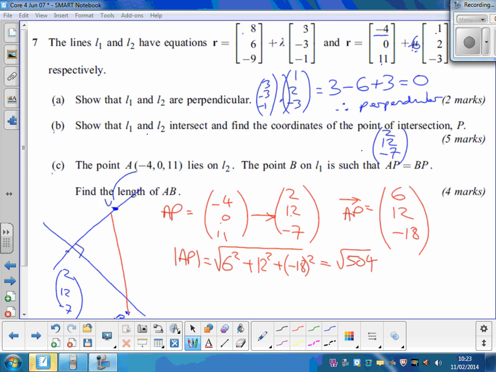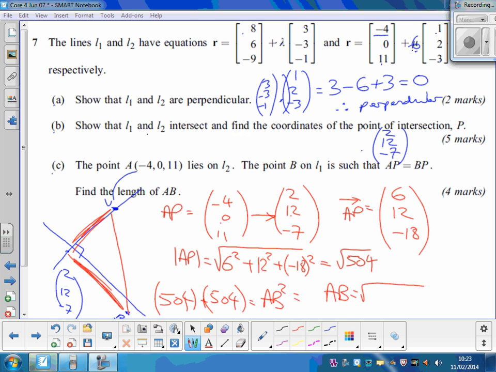So if this distance here is the square root of 504, then that distance there is going to be the square root of 504 as well. So we can use another Pythagoras to say that 504 plus 504 is going to be equal to AB squared. And so AB is going to be the square root of 1008. And that turns out to be 12 root 7.